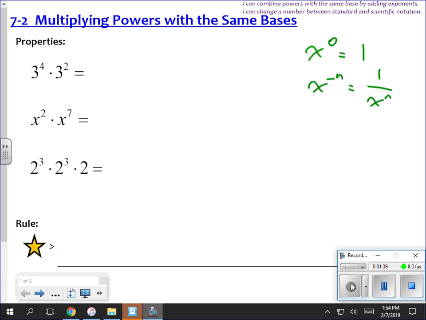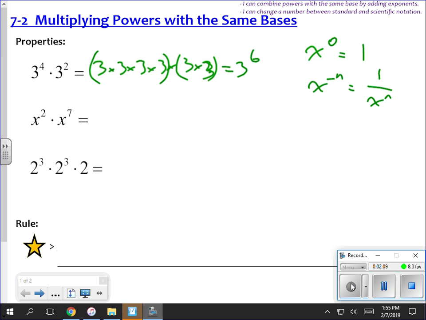But when we have 3 to the 4th, that means we have 3 times itself 4 times. And when we have 3 squared, that's 3 times itself 2 more times. That's what we're doing here: 3 to the 4th times 3 squared. How many 3's are we multiplying? We're multiplying 6. So this is 3 to the 6th power.